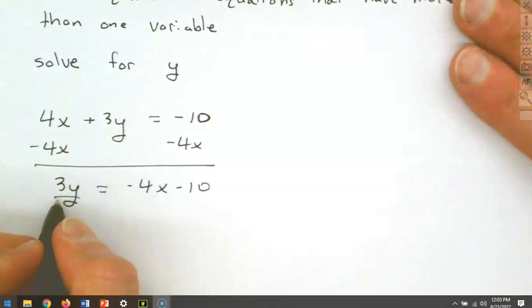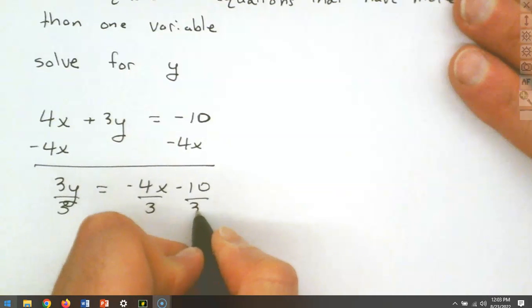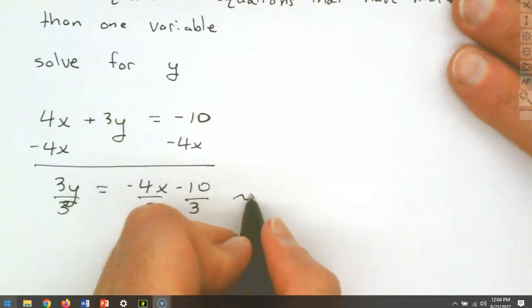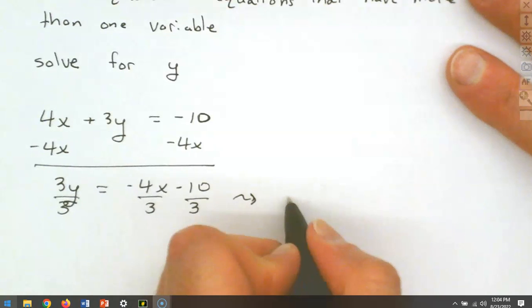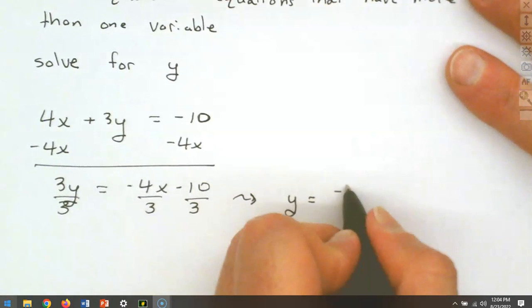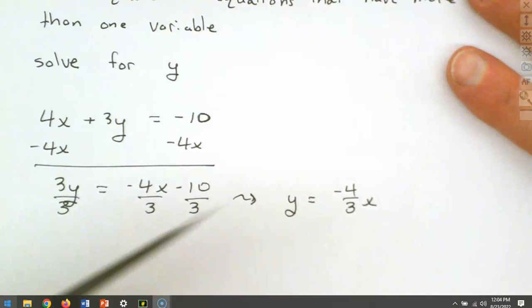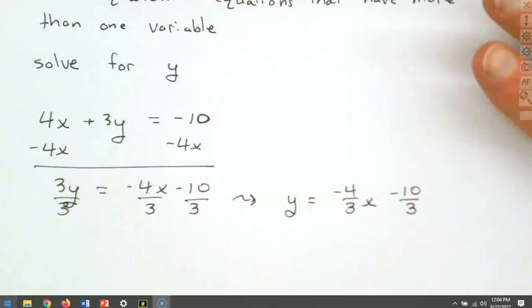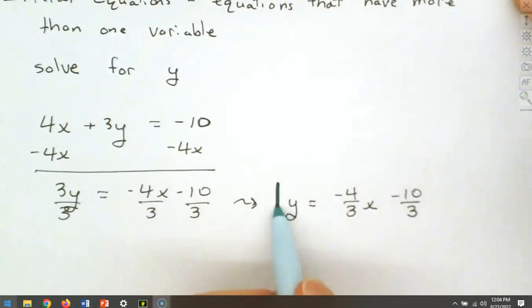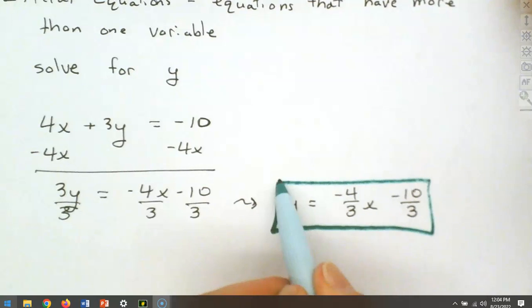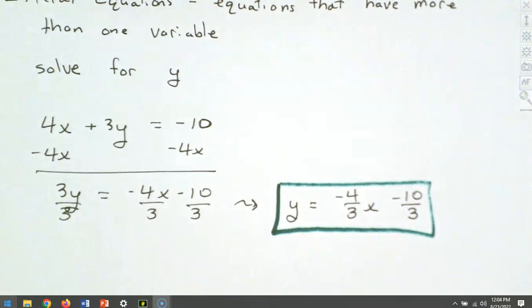We'll divide by our 3 and reduce it down if possible. Doesn't look like anything's going to reduce, so now we've got y equals a minus 4/3 x minus 10/3. And that's your answer. It's a literal equation because you have more than one variable. And I could give you more complicated ones. I'm focusing on this because this is what you're going to be using when we get to line equations.